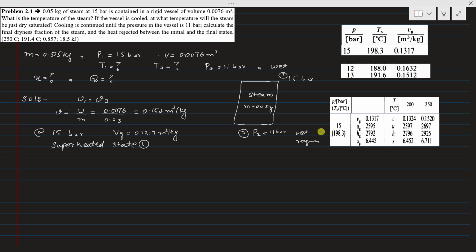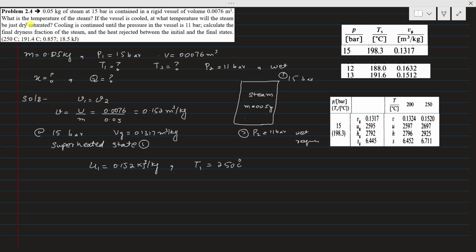So that's why I have taken the portion of the superheated steam table. At 15 bar pressure and specific volume of 0.152, the corresponding temperature is T1, and it is 250 centigrade. So the first requirement of this statement has been calculated and it is 250 centigrade. That is our first answer.